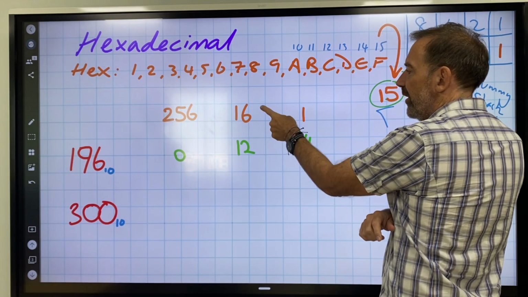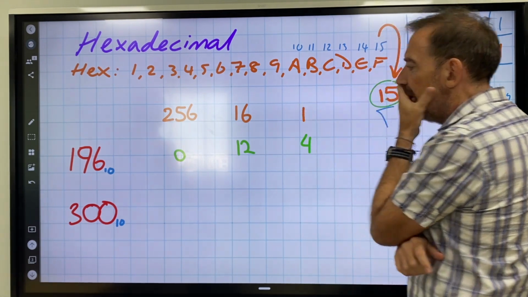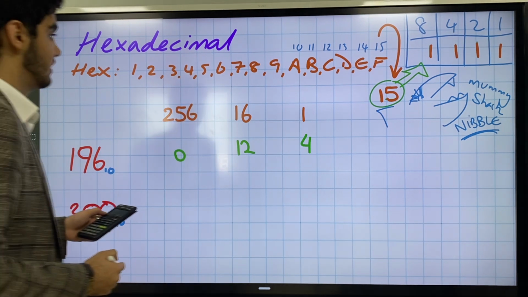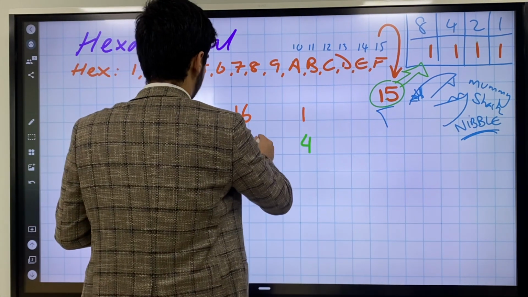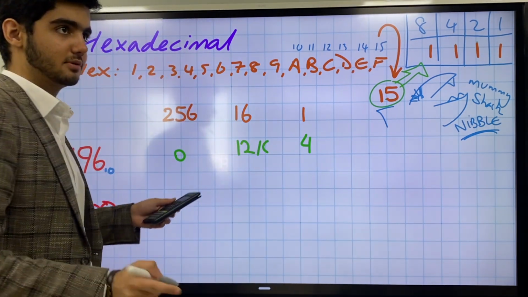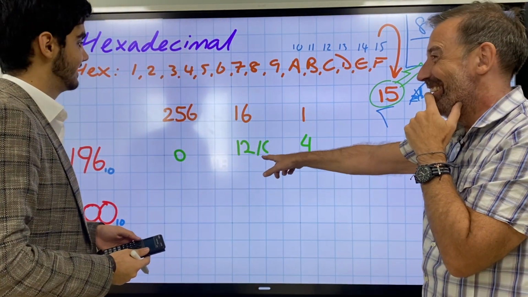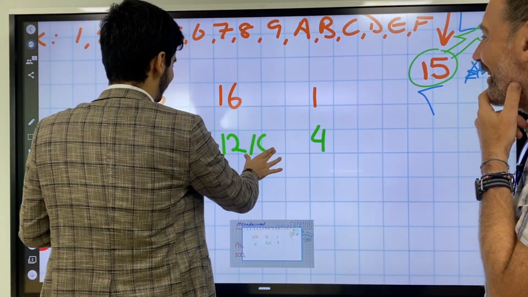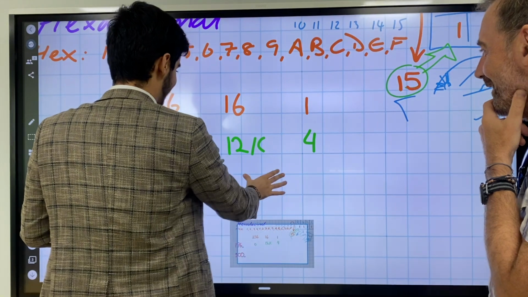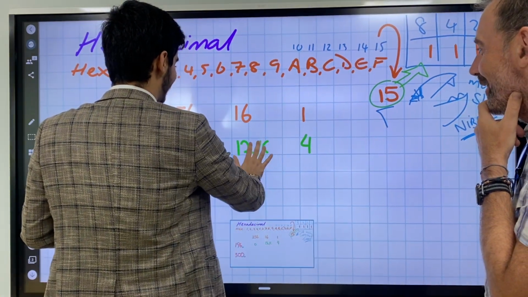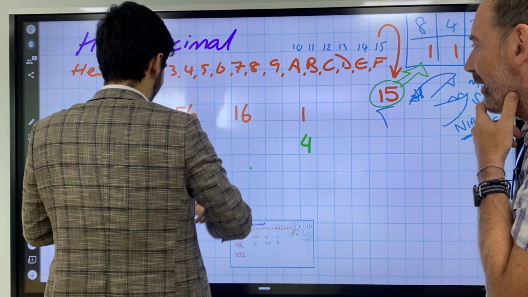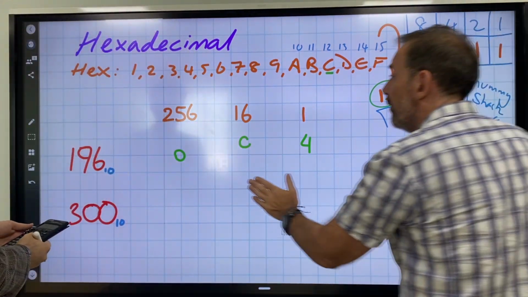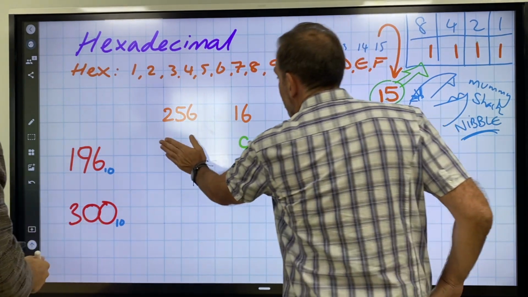So 12 lots of 16, and 4 lots of 1s. But what's it in hexadecimal? What's 12? 12 is C. So let's rub that mess out. Oh, there we go. We can say C. So let's see here. Okay, so C4. So then we don't really need that one, do we? No, actually, we can just ignore it.